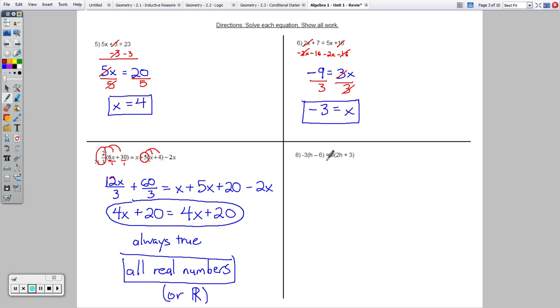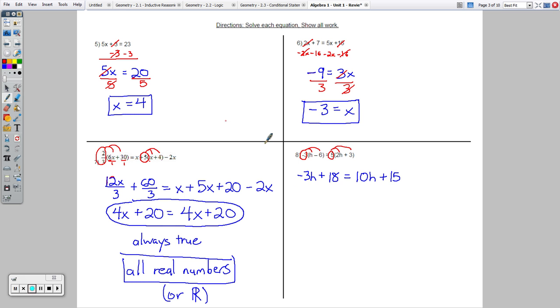Let's see what we got for number 8. It looks like we're going to distribute a negative 3 in this one and distribute a 5 on that side. That will leave us with negative 3h, negative times negative, so it's positive. 3 times 6 is 18. And then this was 5 times 2h, that's 10h. And 5 times 3, that's 15.